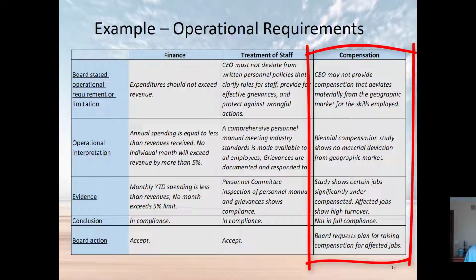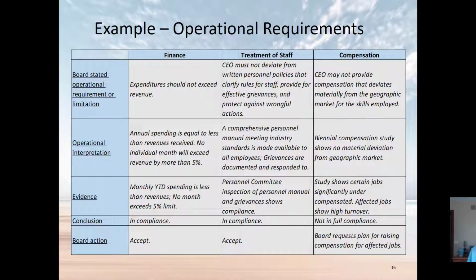The evidence might be the study shows that certain jobs are significantly undercompensated and that the affected jobs show high turnover. In that situation, the board would conclude that you're not in full compliance, and you might ask the CEO for a plan for raising compensation for the affected jobs.